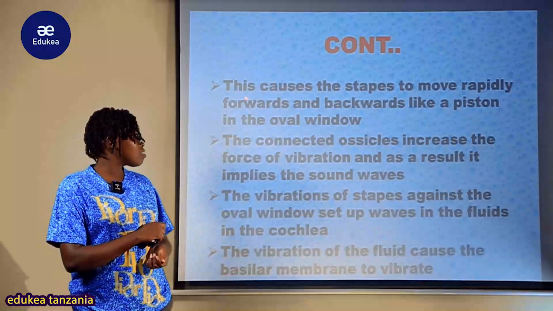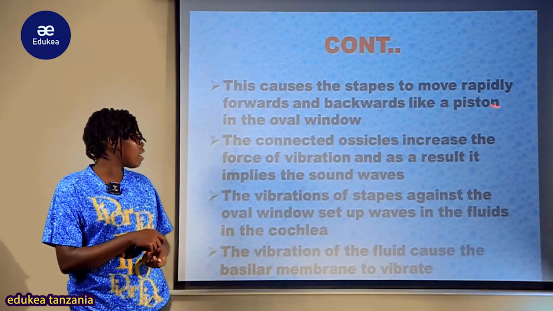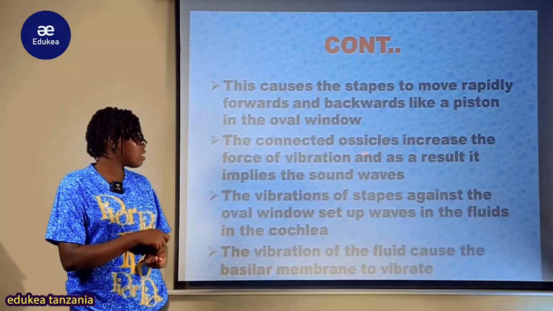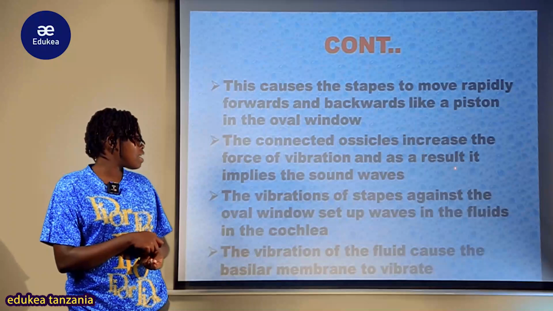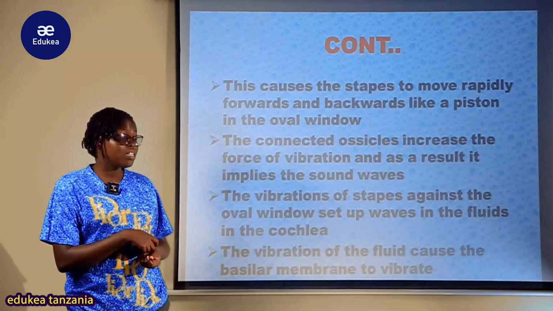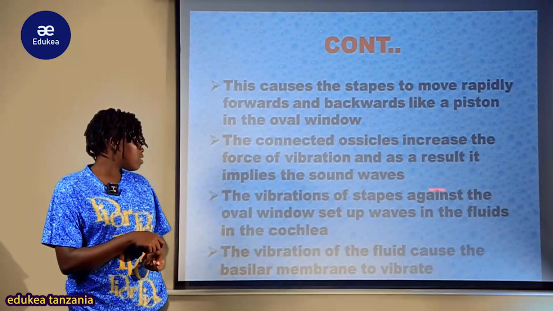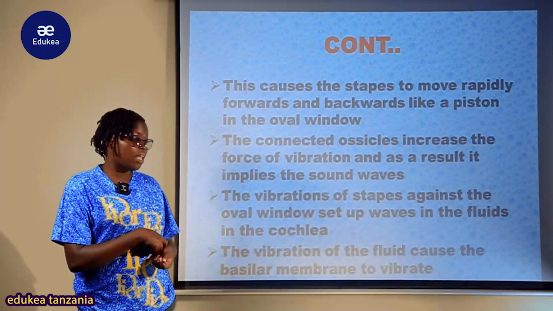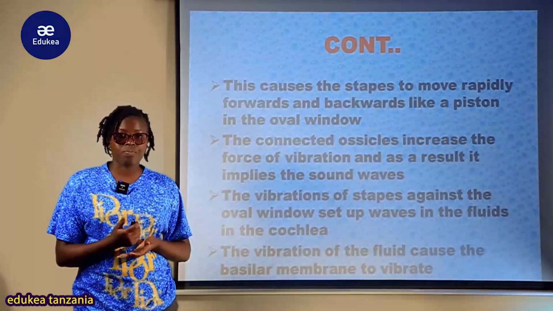Baada ya pale, this causes the stapes to move rapidly forward and backward like a piston in the oval window. Baada ya hapo, the connected ossicles increase the force of vibration, and as a result, it amplifies the sound waves. Baada ya hapo, the vibration of the stapes against the oval window sets up waves in the fluid in the cochlea. Ambayo within the cochlea ndio tumeona kwamba kuna fluid ambayo inaitwa endolymph.